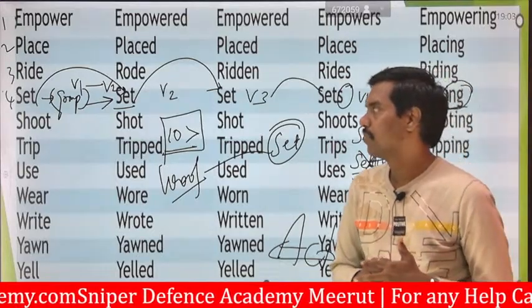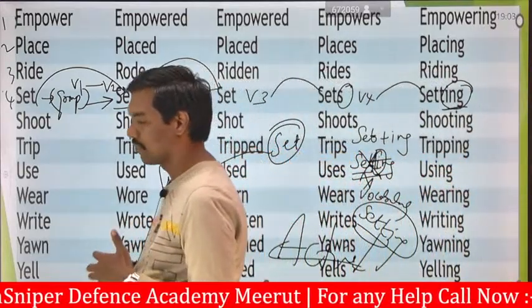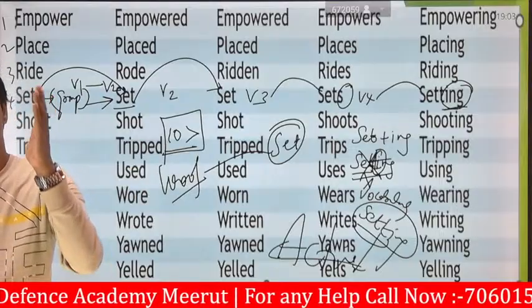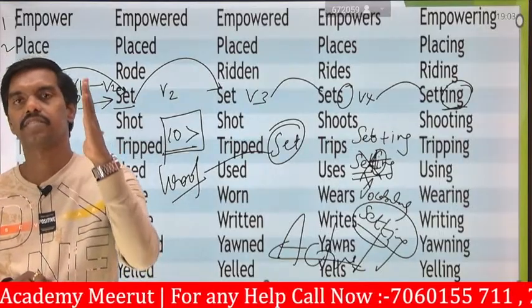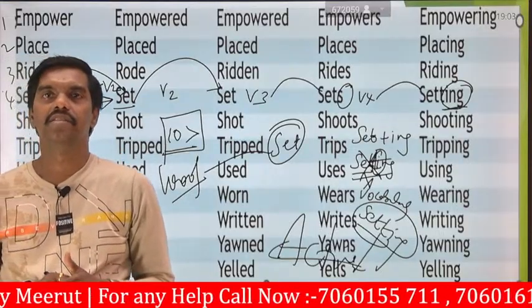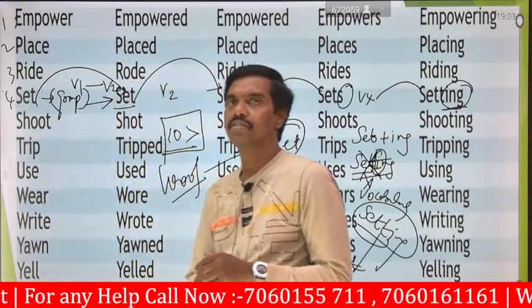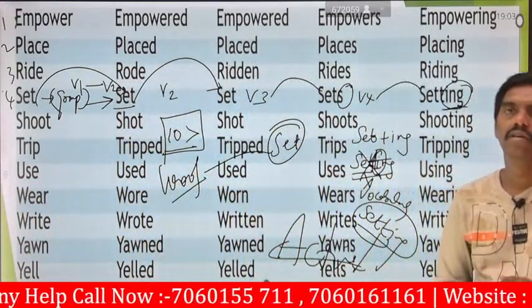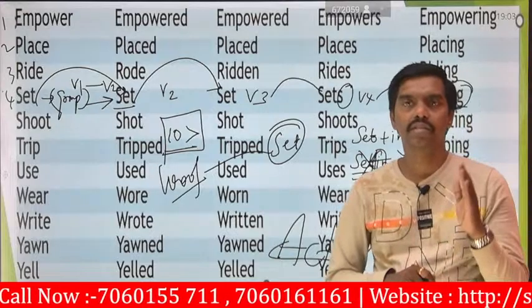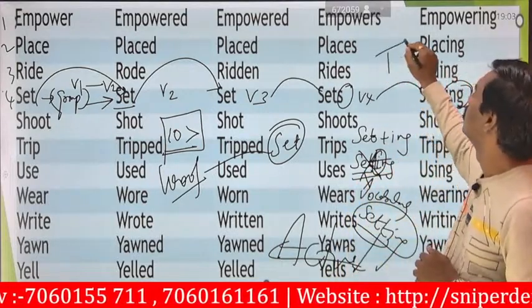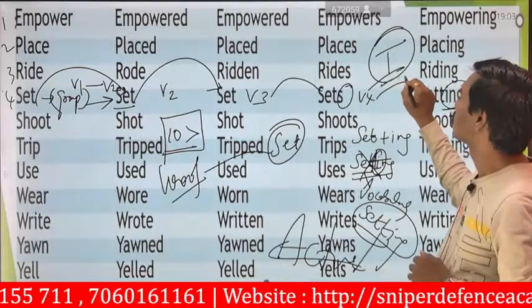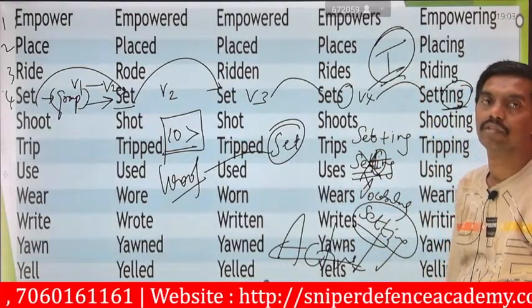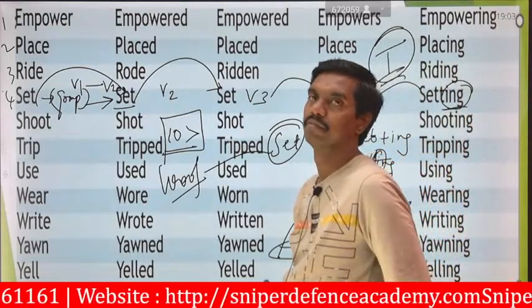So the first one is civilian set will be represented in terms of set, yes, sets, and then in terms of setting. Once it comes back to setting, you have to say that one T will be included. T will be included in this. Okay, that is civilian settings.